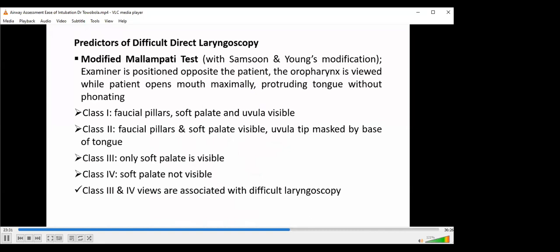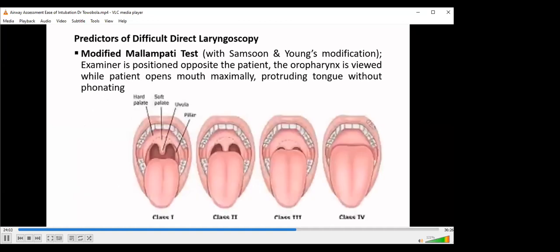The next is the modified Mallampati test. The examiner is positioned directly opposite the patient. The oropharynx is viewed while the patient opens his mouth maximally, protruding his tongue without phonating. Classes 1 and 2 are indicative of a relative ease of intubation. Classes 3 and 4 views are associated with difficult laryngoscopy.